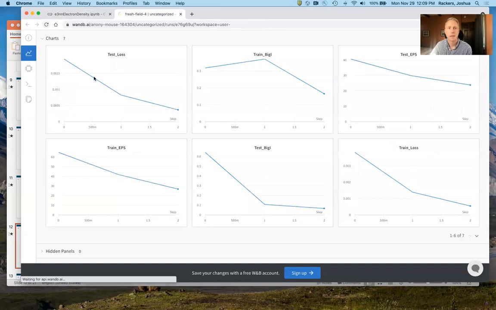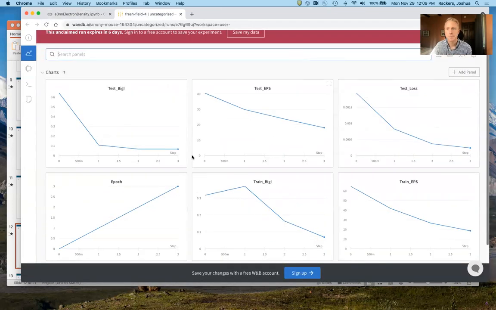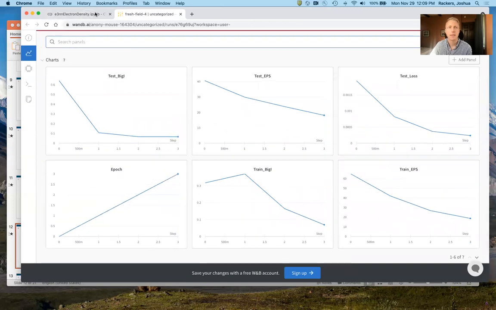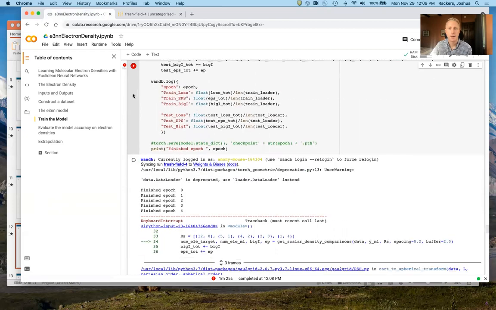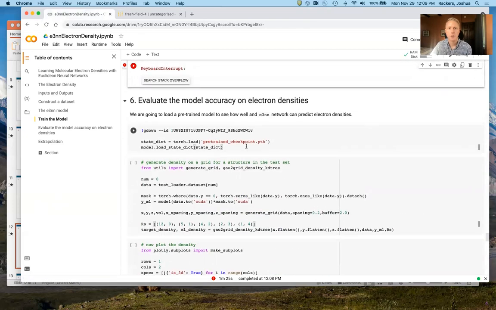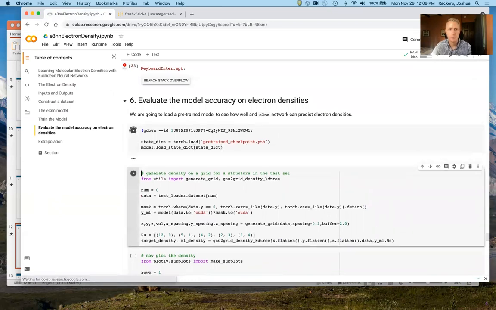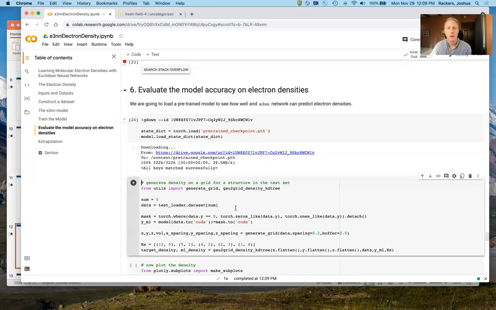Sometimes there's a bit of a lag, so it doesn't hurt to refresh the page. Great, so you get the idea here. So let's go ahead and stop that. We're not going to wait for the full training here. And we're going to go ahead and load a pre-trained model that I did earlier today. So we've downloaded this from my Google Drive and loaded those weights into the model.